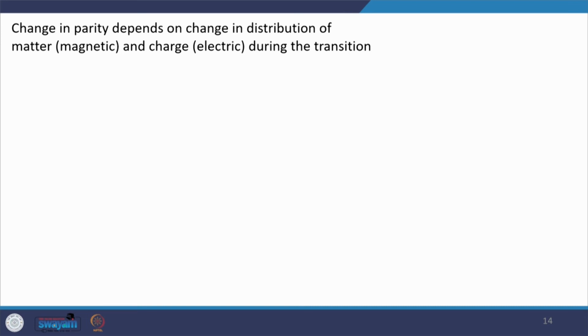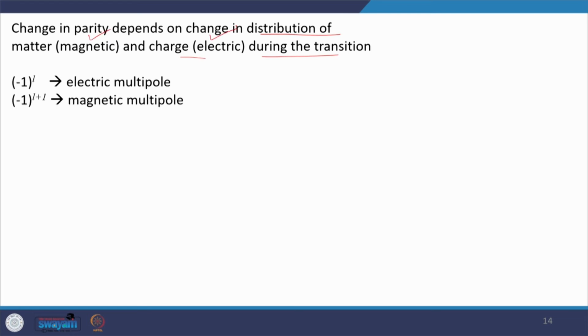What about parity? The change in parity depends on either the distribution of matter being changed, that means how the nucleons, that means protons and neutrons, are arranged, or charge being changed during the transition. So, the change in the distribution of matter and charge will decide whether it is electric or magnetic in nature. Keeping this in mind, one can say it is electric in nature if it is minus 1 to the power of L, and magnetic in nature can be understood by taking minus 1 to the power of L plus 1. The reasons I am not explaining in today's lecture, you can go through another textbook.